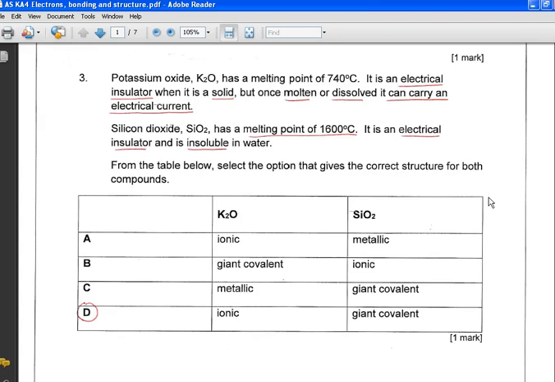You're given some information there about 2 different compounds, and you're asked to establish from the table which 2 are correct. Is K2O ionic? Is SiO2 metallic? Well, K2O is ionic, but SiO2 is not metallic. Go through the pairs and you find that K2O is ionic, and SiO2 must be giant covalent because of the enormous melting point. It's covalent because they're both non-metals, but it can't be a simple molecule, so it wouldn't have a melting point that high.